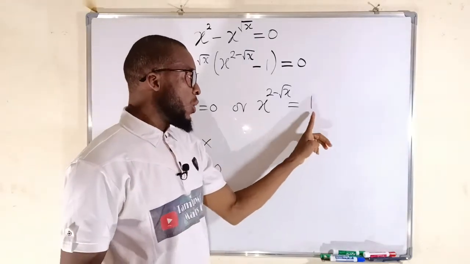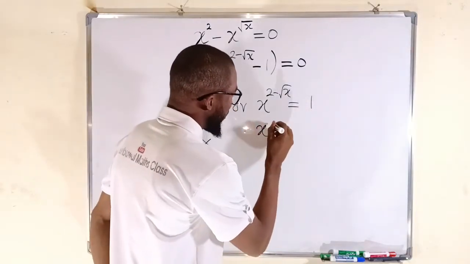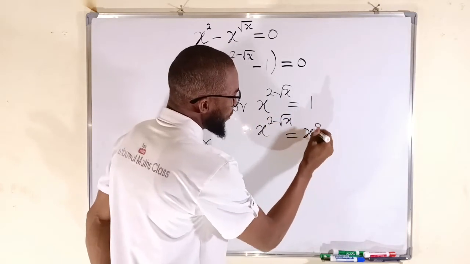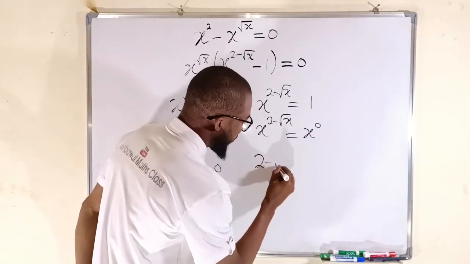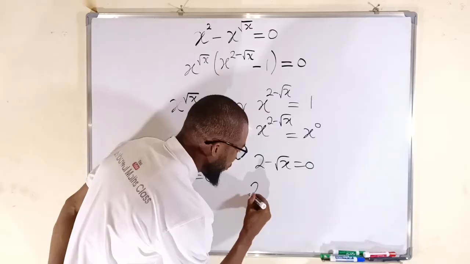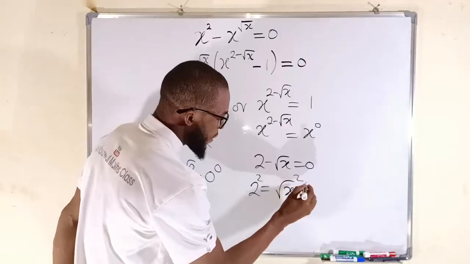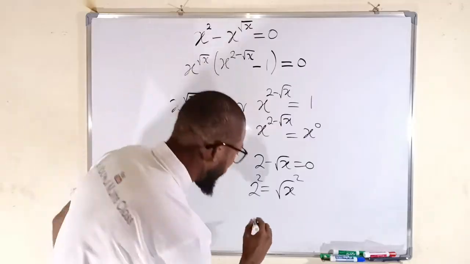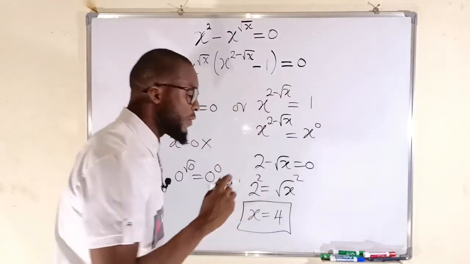Therefore, let us come here. We can write 1 as x raised to the power of 0. So this is x raised to the power of 2 minus the square root of x equal to x raised to the power of 0, which means that this exponent is equal to 0. 2 minus the square root of x equal to 0. If you take this to the other side, you have 2 equal to the square root of x. Square both sides. The power of 2 will eliminate the square root, leaving only x, and 2 squared is 4. Therefore, x equal to 4, and hence x equal to 4 is our solution.